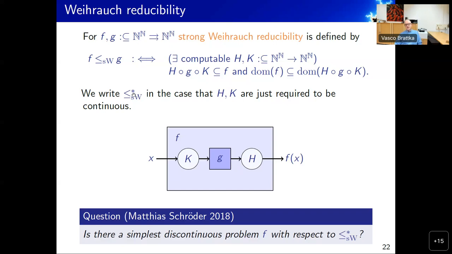So the star is saying kind of any oracle is allowed, and that corresponds to continuity. And so this is the topological version of strong Weihrauch reducibility. And with respect to that reducibility, you can ask, is there a simplest discontinuous problem? That's a bit similar to what I told you about the halting problem. So the halting problem can be seen as kind of the simplest natural unsolvable problem with respect to Turing reducibility. As I told you, there are no natural candidates known which are non-computable and not Turing equivalent to the halting problem. So in other words, this question here was about a simplest such problem with respect to this reducibility.